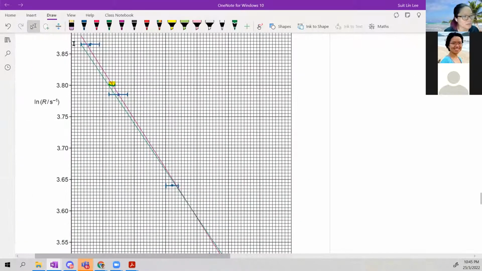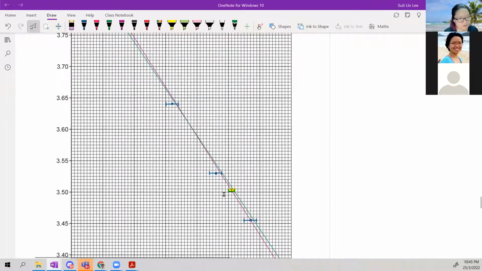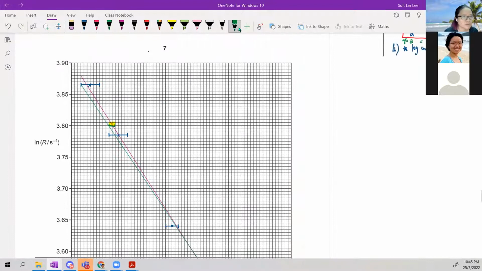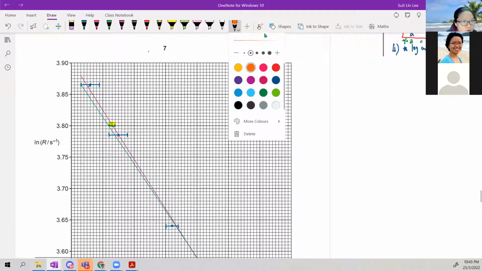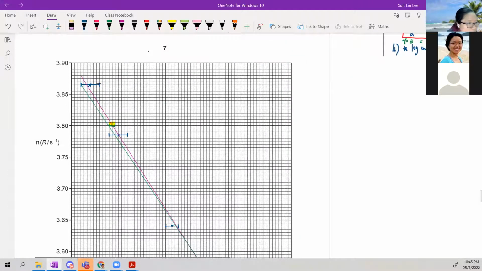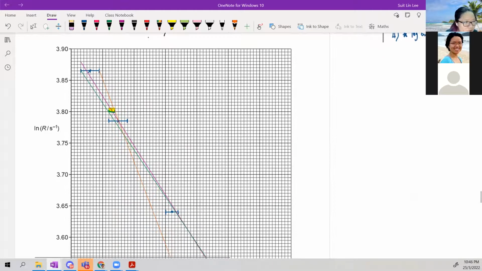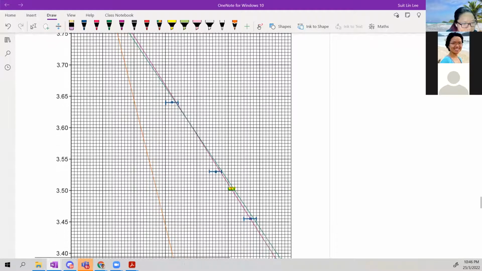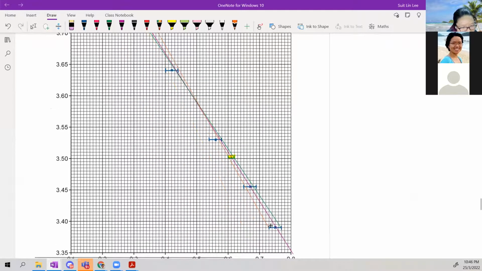So this is the minimum acceptable gradient. But this side here is a bit suspicious because it doesn't pass through the error bar. Let me draw a different color one. Maybe I'll draw orange. Okay, repeat, and go from right to left to draw the maximum gradient. Somewhere here. I can draw it a bit longer, it's not an issue.